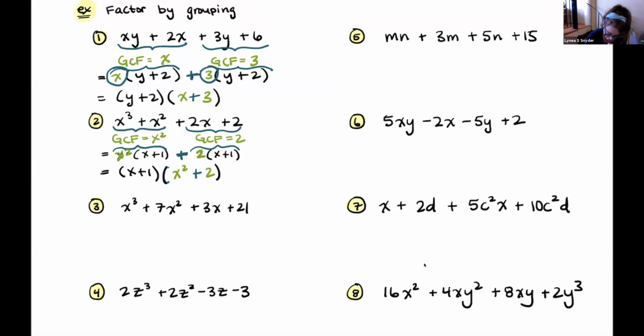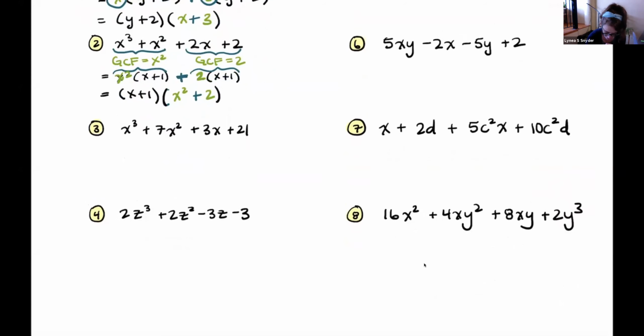All right, you can try number 3 on your own if you'd like. I'm going to move on to example number 4 here. So we've got 4 terms here, so let's try factoring by grouping. So here are our 2 groups. All right, group number 1, the GCF, I could take out a 2 and a z to the second. In the second group, you've got a negative 3, z, and then minus 3. So in this case, we should take out a negative 3.